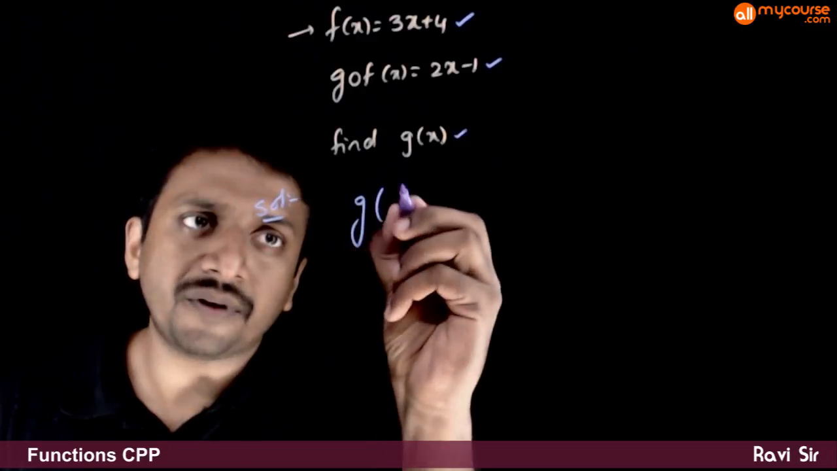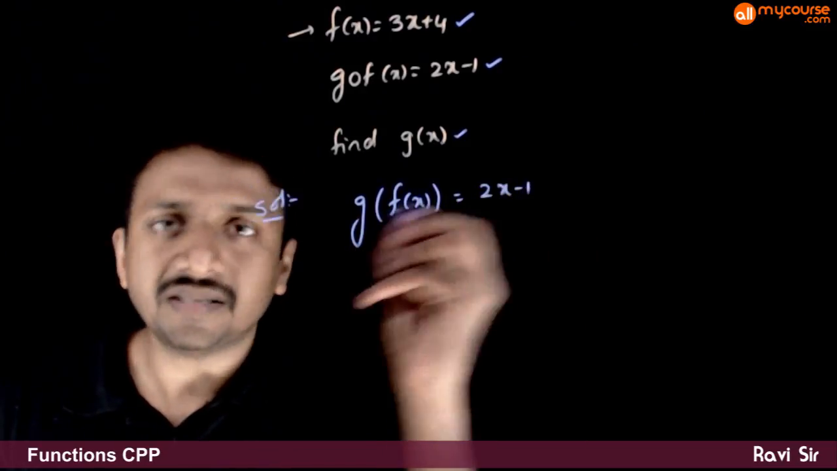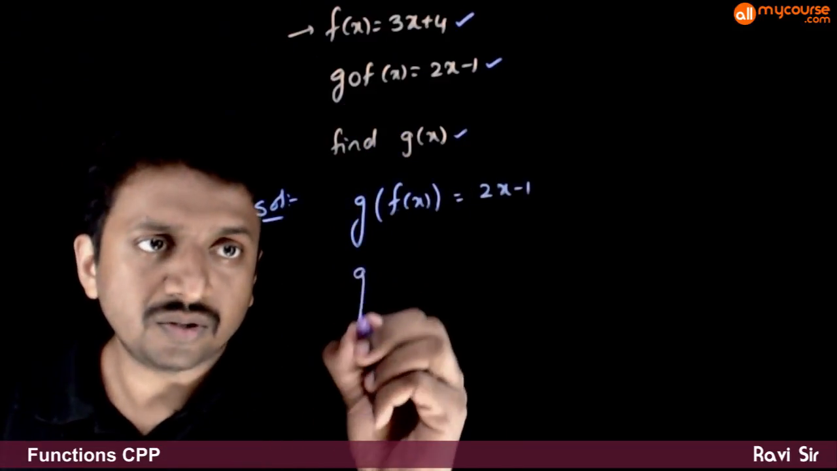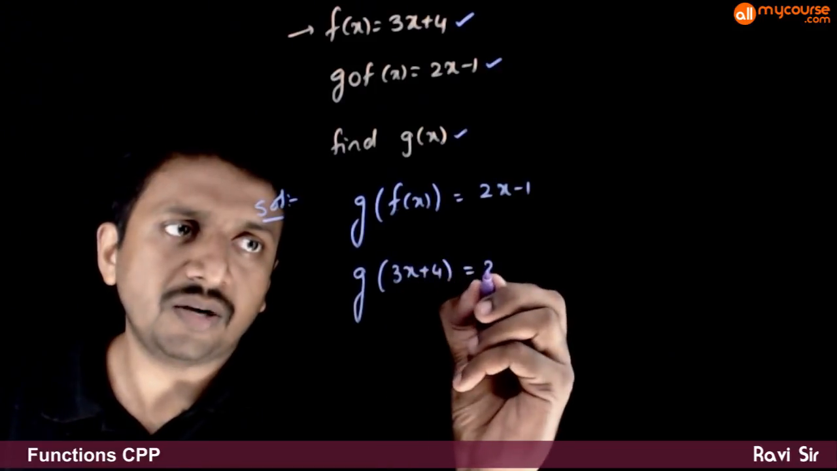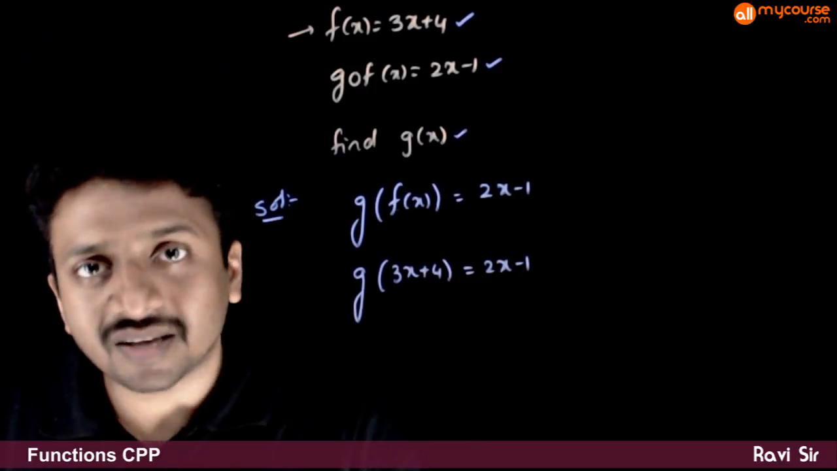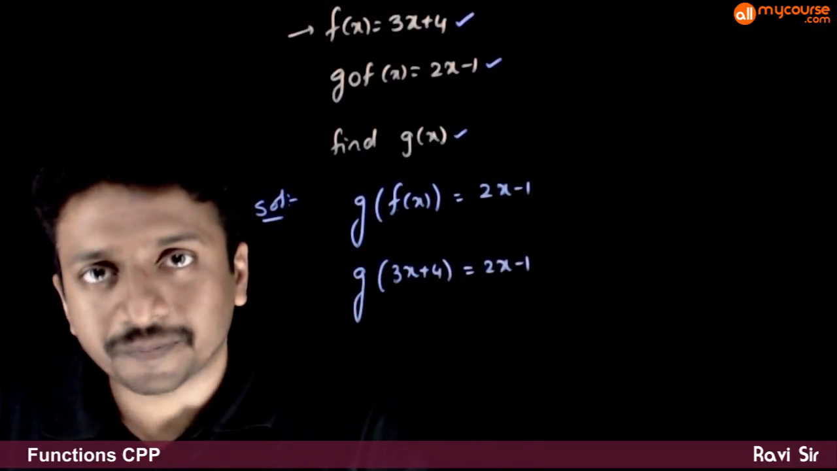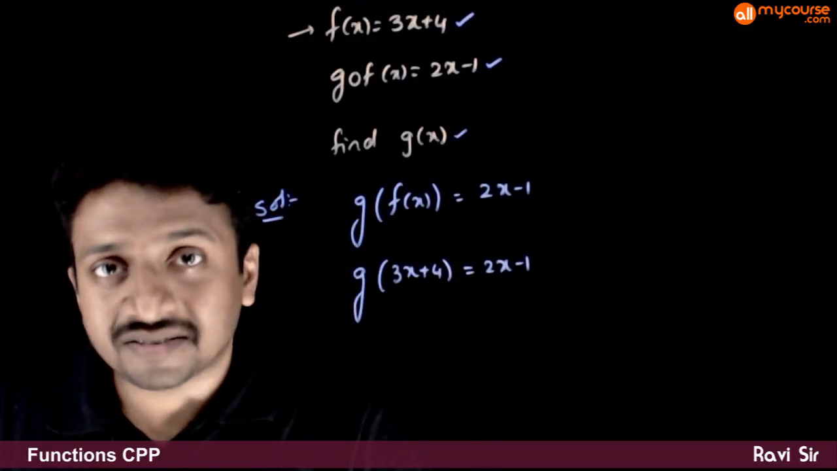So (g∘f)(x) is g of f(x), which is equal to 2x minus 1. And what is f(x)? 3x plus 4. So g of (3x plus 4) is equal to 2x minus 1. Now, you have to find the value of g(x).